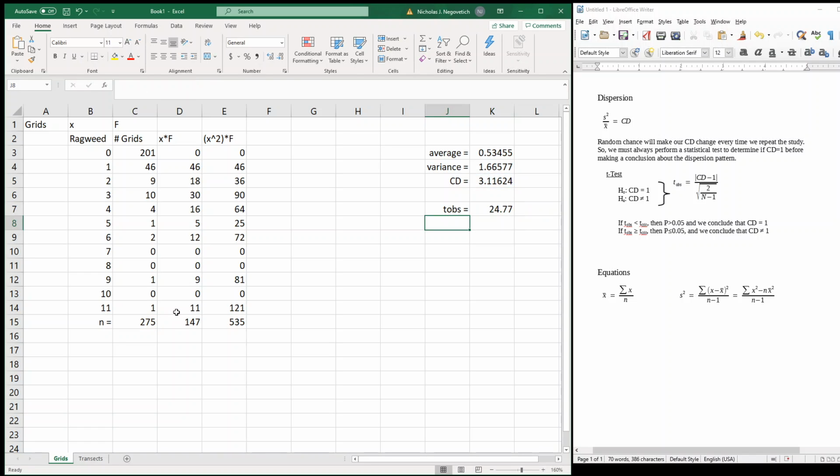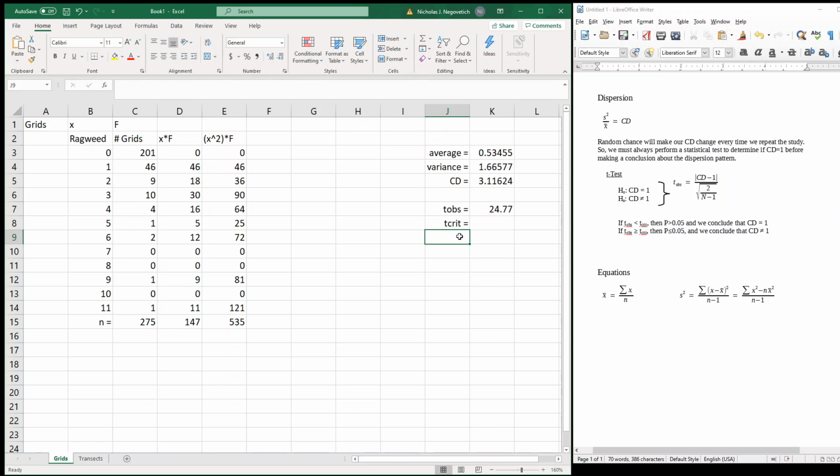So we're going to use this t-observed value to decide whether or not we accept our null hypothesis that the coefficient of dispersion is equal to 1, or reject it and conclude that the coefficient of dispersion is not equal to 1. So what else do we need? Well, we need our t-critical value.